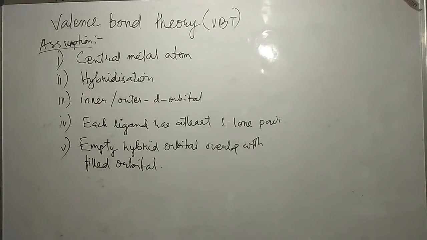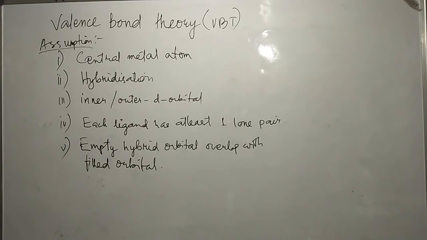In this video, I'll be discussing valence bond theory, or VBT. From valence bond theory, we come to know certain characters of the complex or compounds, like the color, geometry, and magnetic properties.